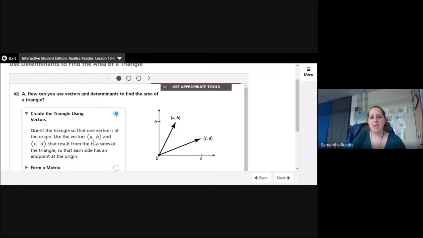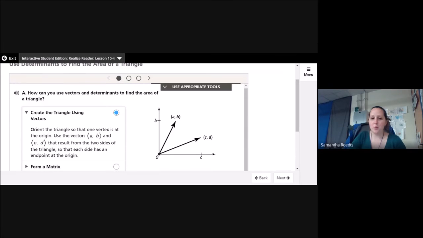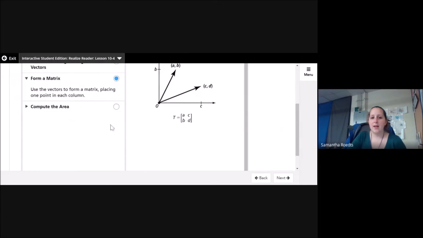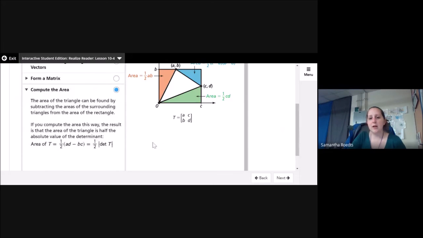Use the vectors AB and CD that result from the two sides of the triangle so that each side has an endpoint at the origin. Then I can form a matrix. My matrix is AC, BD. So my A and C are my X values, and my B and D are my Y values. Okay, then I just compute the area.